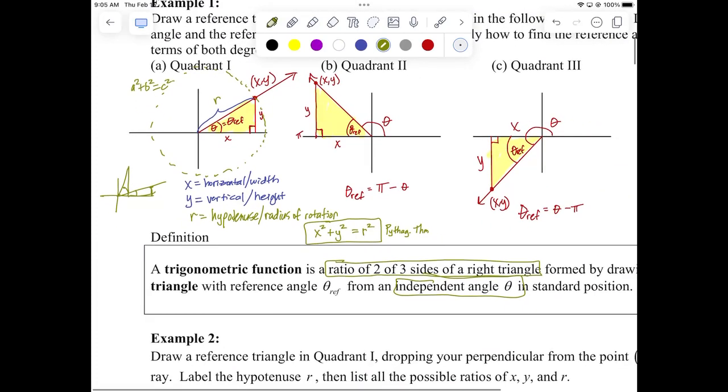What is the trig function? Don't ever forget the basic definition of a trig function. It's a ratio of two of the three sides. That's it. You pick any two of the sides, x, y, and r, and you divide one by the other, and you got yourself a ratio.